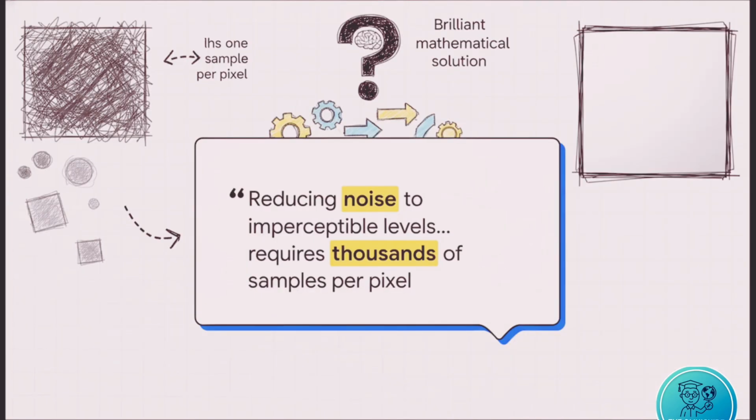As the source research points out, reducing that noise to imperceptible levels without any post-processing requires thousands of samples per pixel. But because real-time desktop GPUs can currently only afford about one single sample per pixel while maintaining high frame rates, raw path tracing is fundamentally impossible to run on its own. We desperately need a brilliant mathematical solution to bridge the gap between that noisy mess and that perfect image.